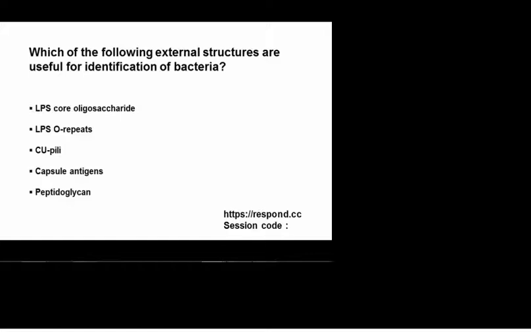So why not this one? Why don't we use peptidoglycan or the core oligosaccharide for identification? They don't change. They're invariant. They're always the same, so it's useless. What about this one? Why don't we use this?